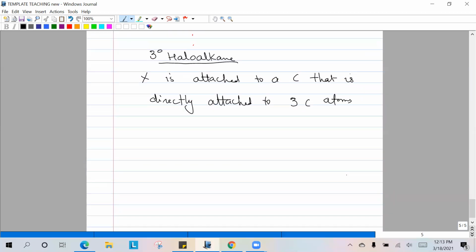What does that mean? This means you have an X over here, a C over here, another C over here, another C over here. What are they in turn bonded to? We don't care. What we care about is this bond. So the carbon which is attached to the halogen is directly attached to three carbon atoms. So this is an example of a tertiary haloalkane. Naming, we already know.